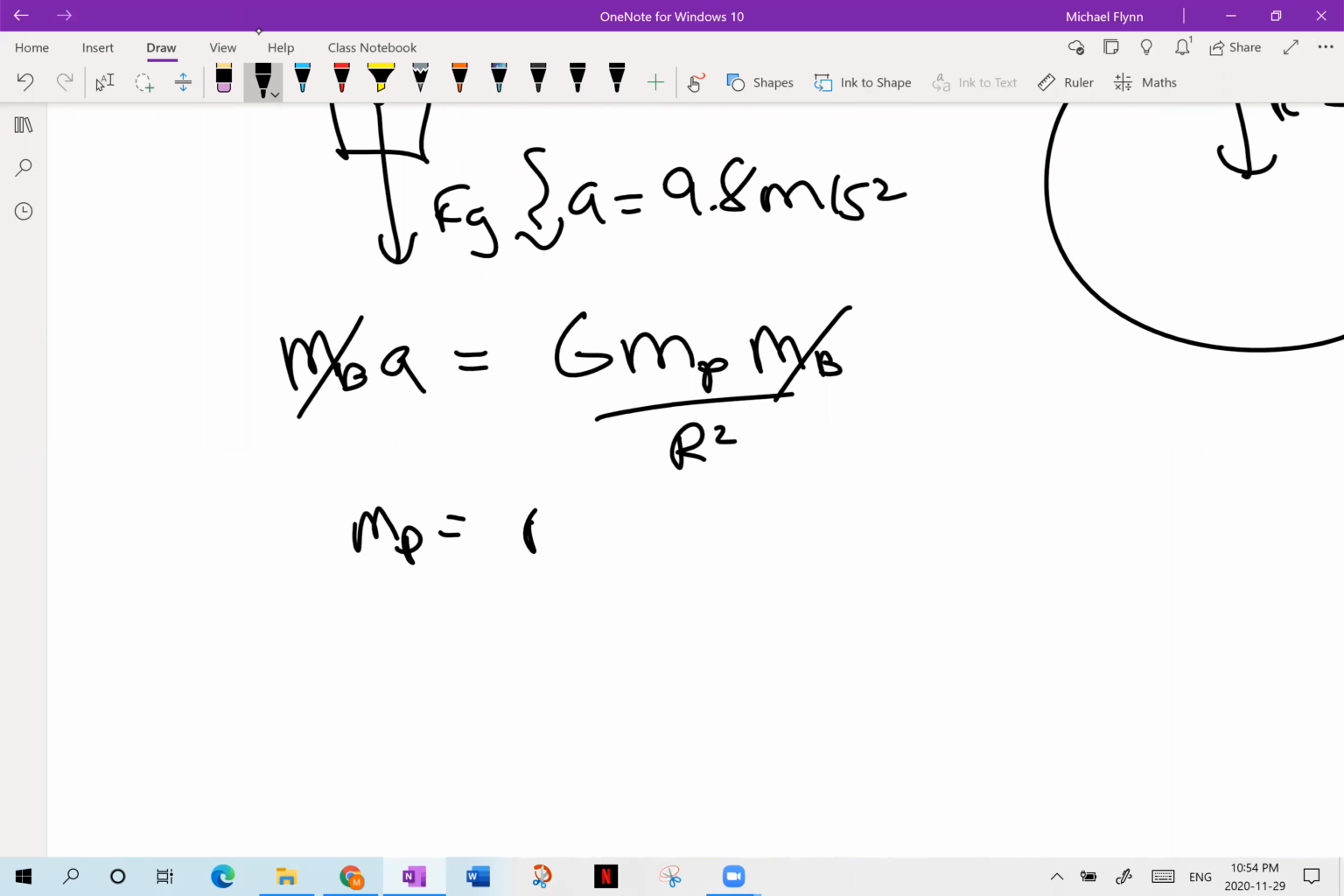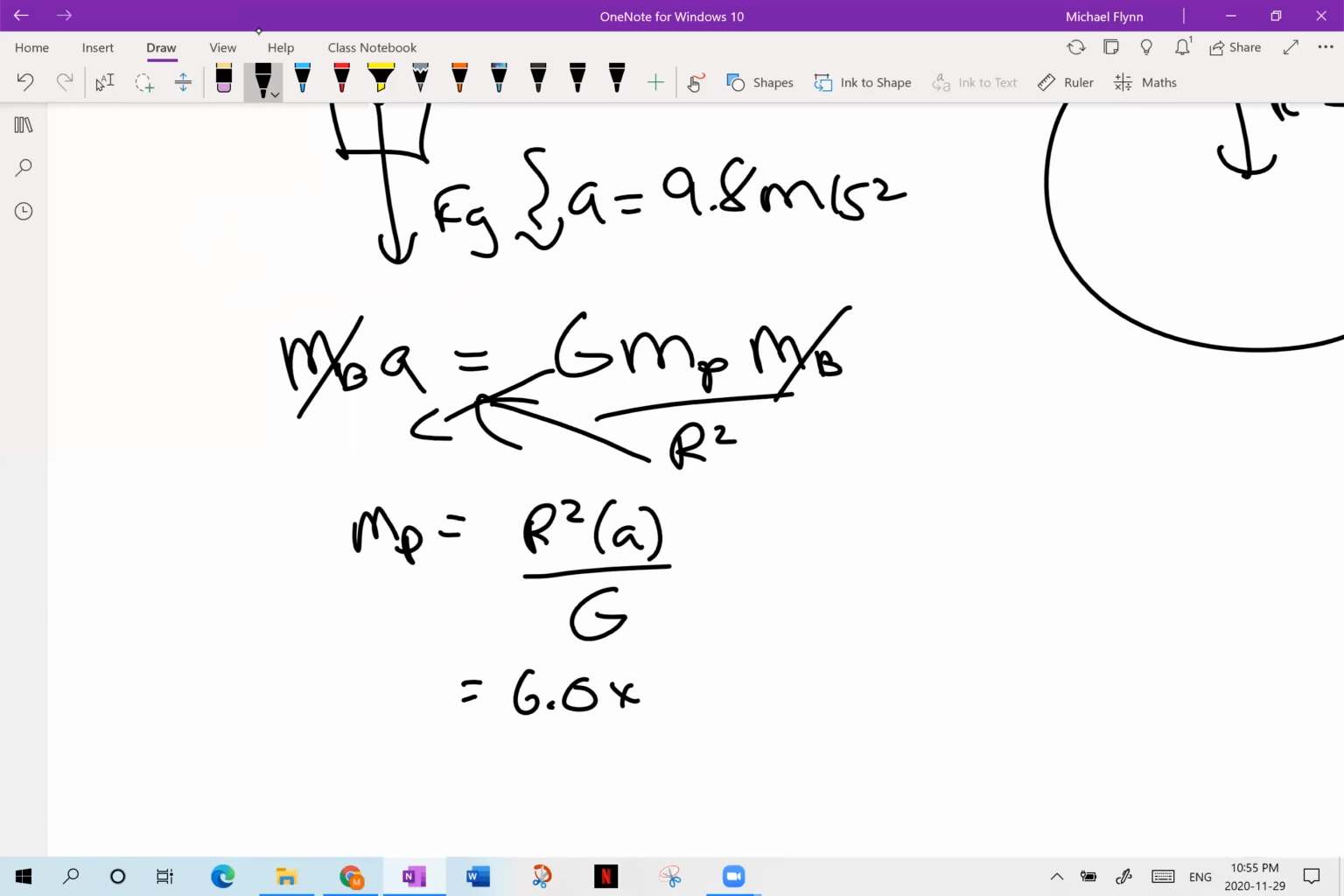Mass of the planet will equal r squared times A divided by big G. Just cross multiplying will get you there. And when you get that, just take 6.4 times 10 to the 6, squared, times 9.8, divided by 6.67 times 10 to the negative 11, equals, and I get 6.0 times 10 to the 24 kilograms, and that's Earth's mass.